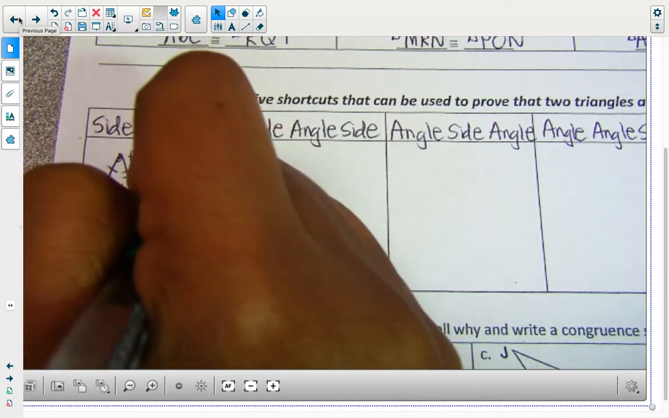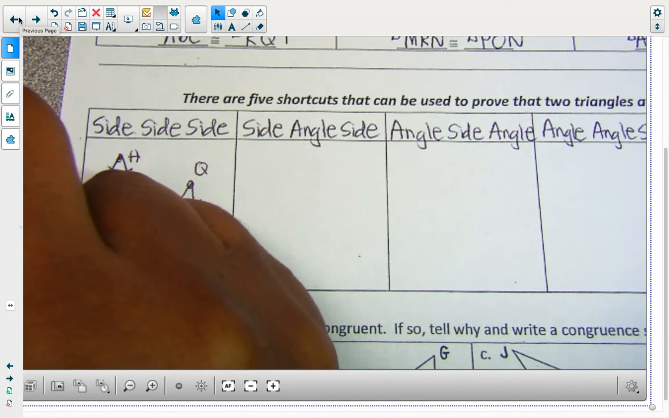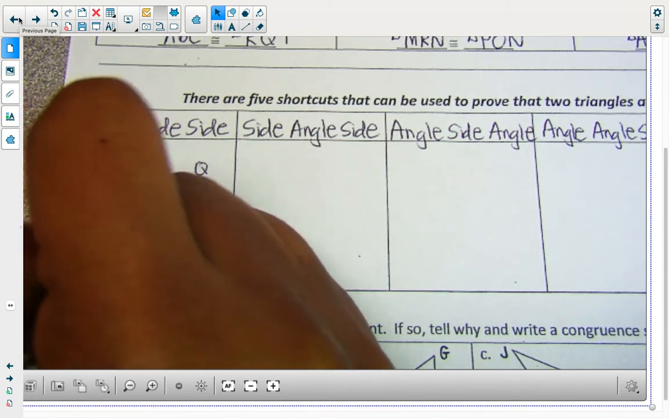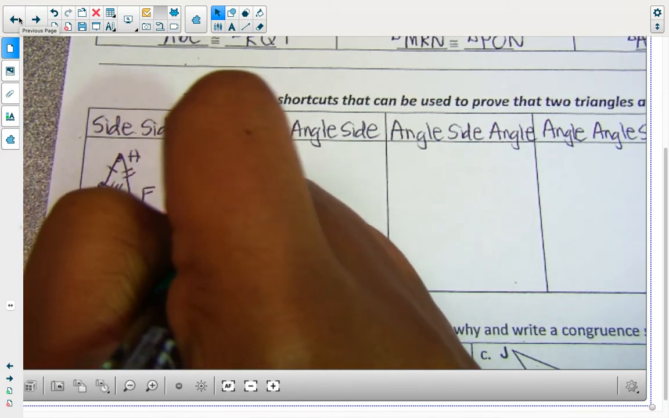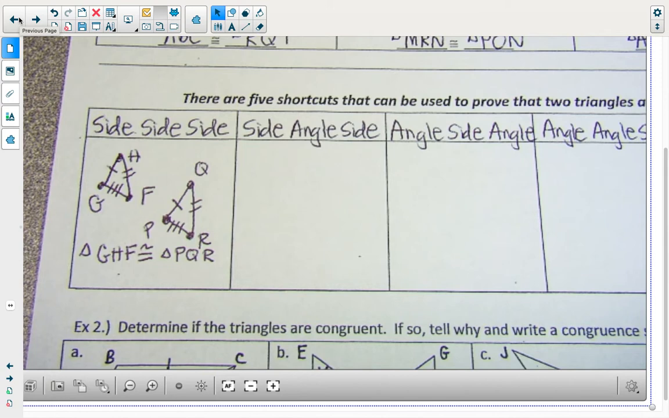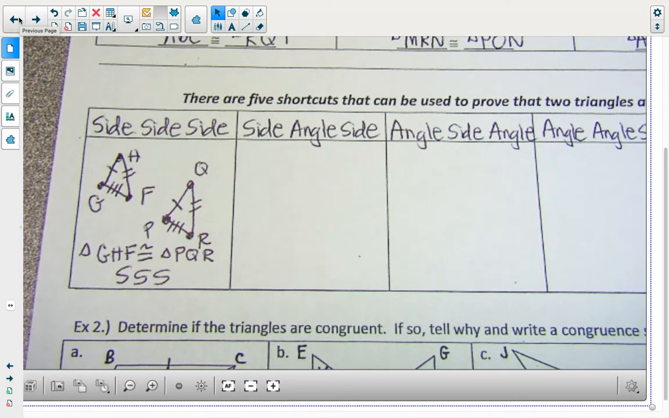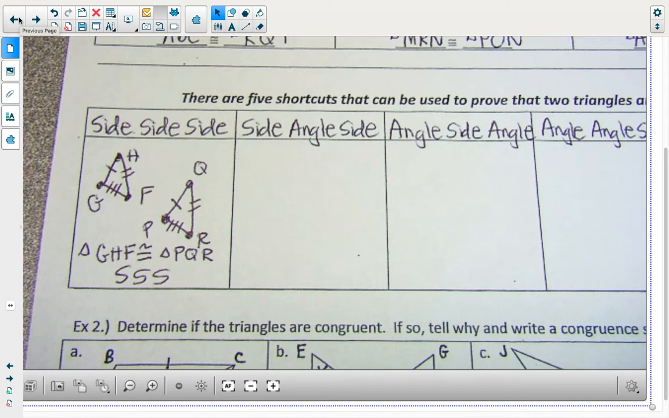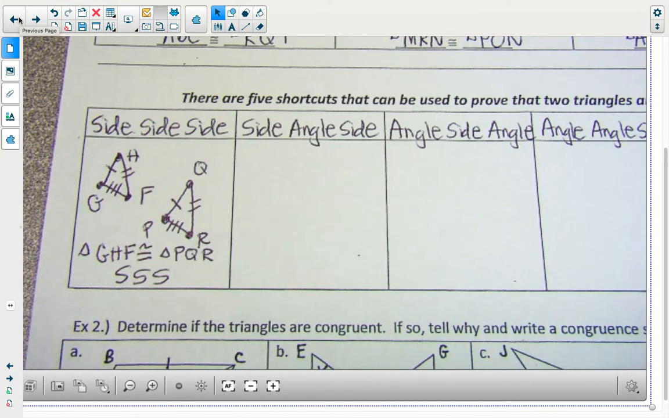1, 2, 3. 1, 2, 3. So since these are 2 congruent triangles, triangle GHF is congruent to triangle PQR. And they have all the same leg lengths. Each side of the triangle is the same, so they are congruent by side, side, side. So if all 3 sides of the triangle are the same, they are congruent by side, side, side. And I know that because of the tick marks, they show us that all 3 sides are congruent to each other. All right, side, angle, side.